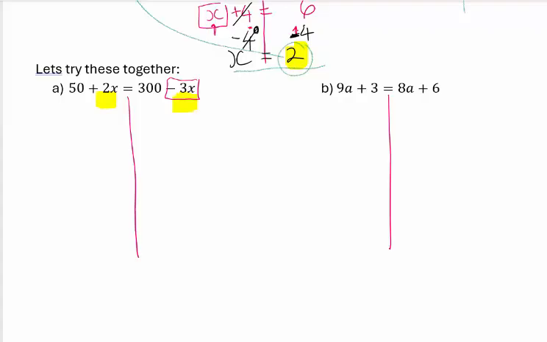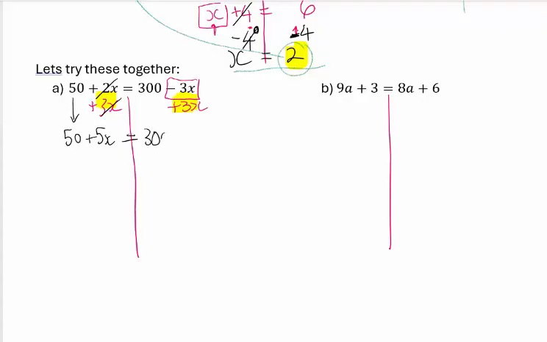So I'm going to add 3x to this side, and whatever I do to one side, I must do to the other. So I'm going to add 3x to the left-hand side. Remember, as long as you're doing the same to both sides, you're actually keeping the balance. So now we're going to work out the values. Okay, so let's look at the left-hand side. So we've got 50 plus 2x, or positive 2x plus 3x is 5x. They're gone.